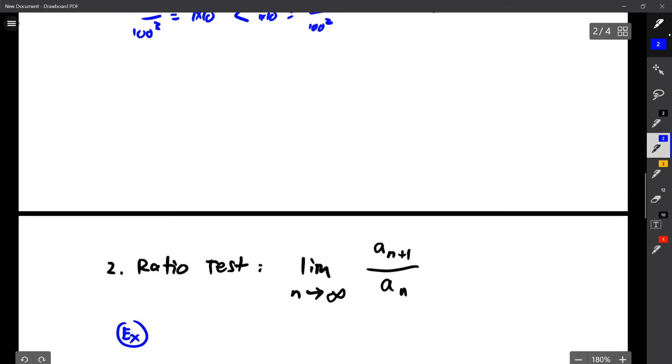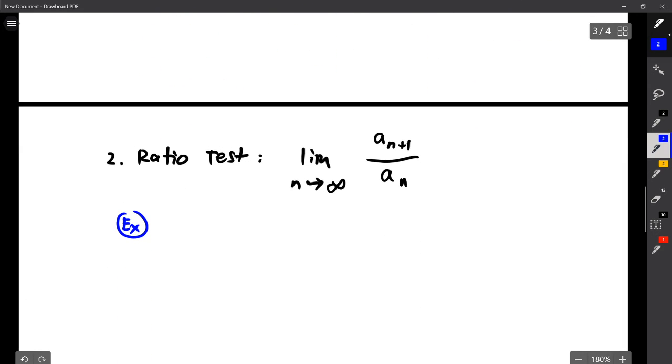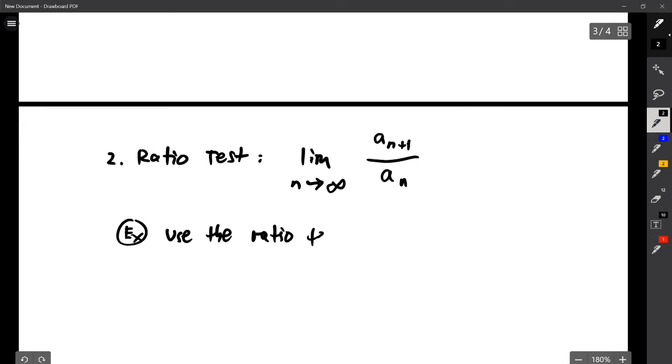All right, I have been doing the examples, the question in black and the work in blue, sorry. So let's say use the ratio test to determine if it's convergent or divergent. And let's deal with this one. Let's say we have 4/3. Oh, I didn't tell you this.